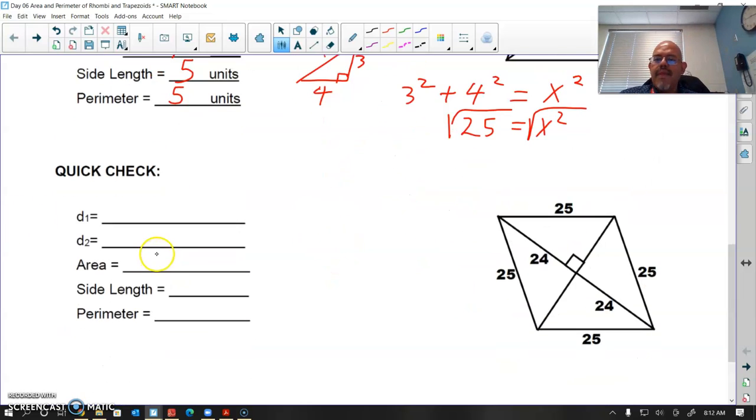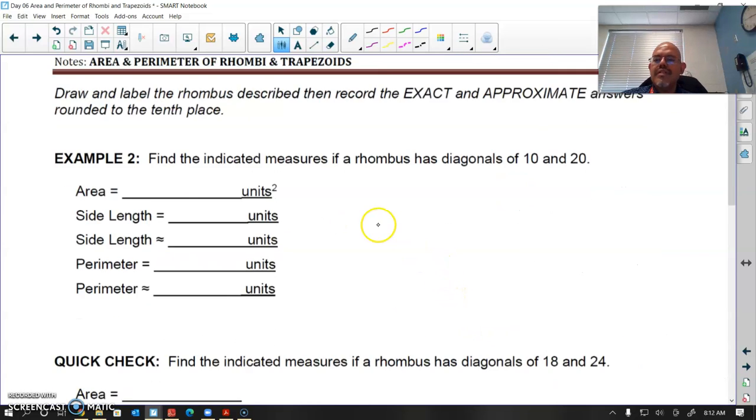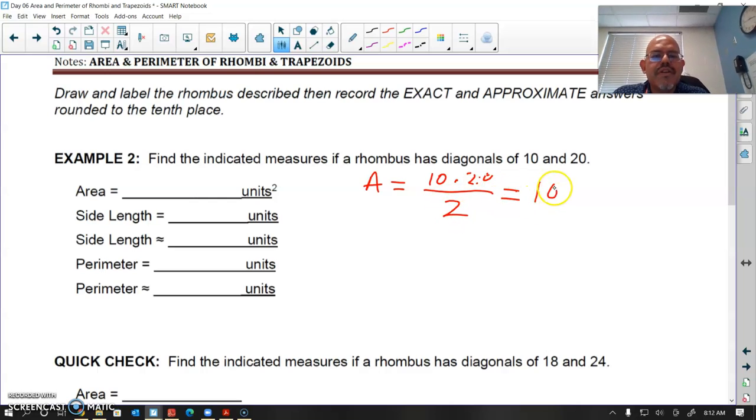Now, we won't have to do that one, so let's take a look at this one. Find the indicated measure if the diagonals are 10 and 20. So we have 10 and 20. Okay, so the area is equal to 10 times 20 divided by 2, which gives us 100.